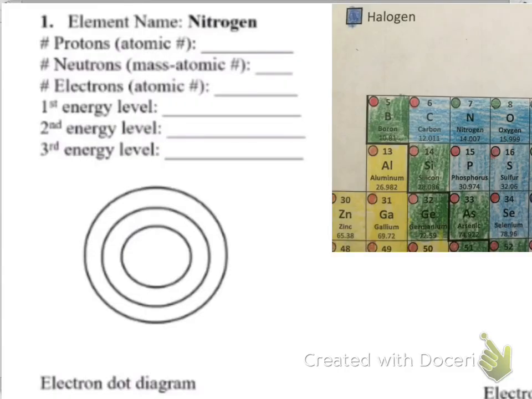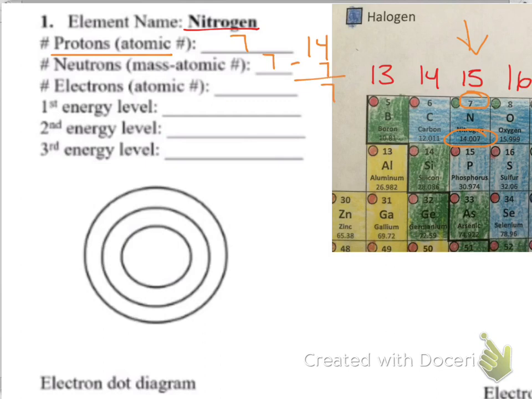All right, so this is a combination from yesterday's work and then today's electron dot diagram. So we have nitrogen, and nitrogen is in the 15th column. And so let's look at nitrogen. There's 7 for the atomic number, so that means there's 7 protons. You're going to subtract the atomic number from the atomic mass, and 7 from 14 is going to give us 7. And then if there's 7 protons, that means there's 7 electrons, so we have 7.